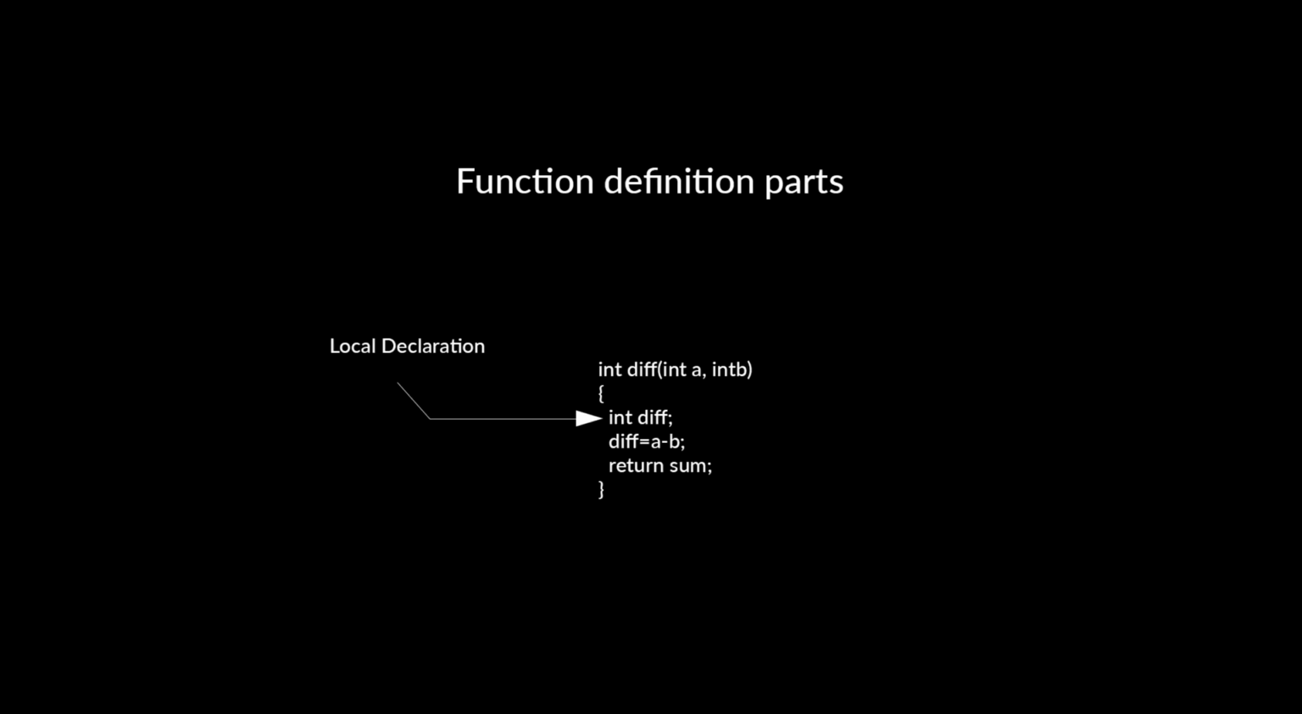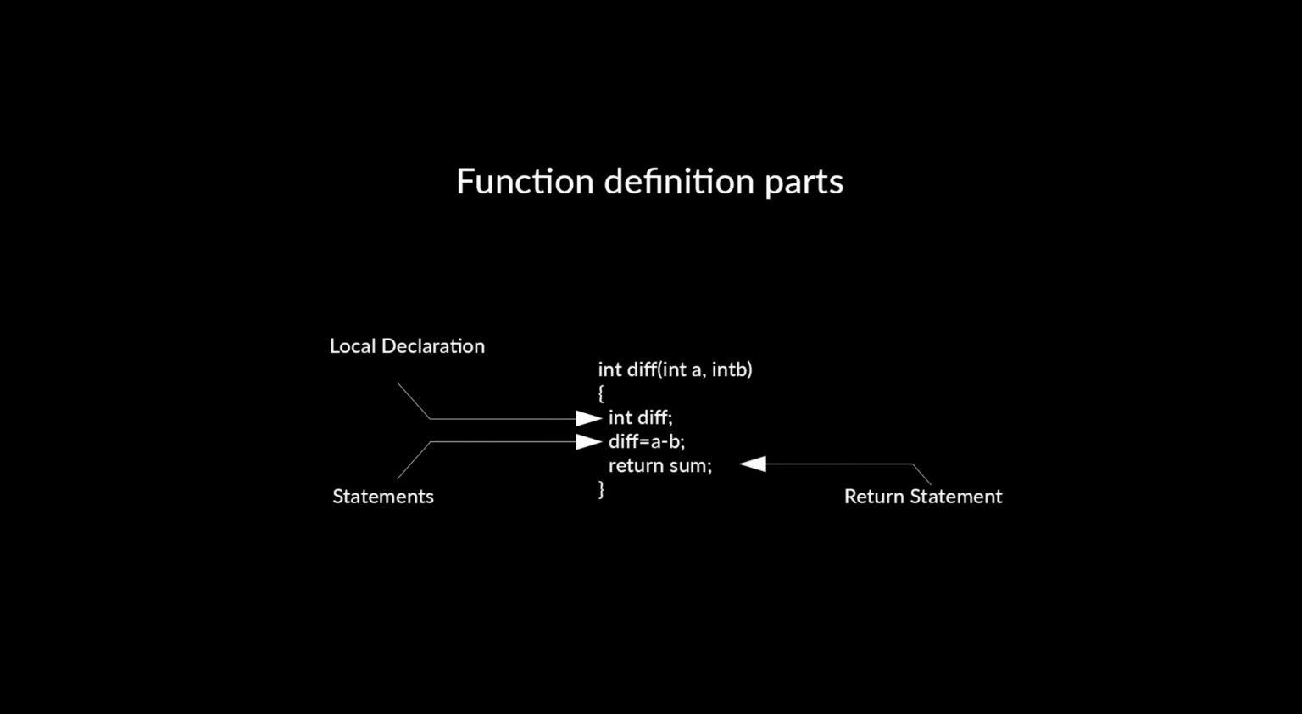So diff is equal to a minus b, and you should always remember that every statement should end with a semicolon, and finally we will return the difference or the value. So return diff. You can provide a parenthesis or you may not provide a parenthesis, it's up to you, but you have to end it with a semicolon. So now this diff equal to a minus b will be the statement. There can be n number of statements depending on our requirement, and this return diff is the return statement.